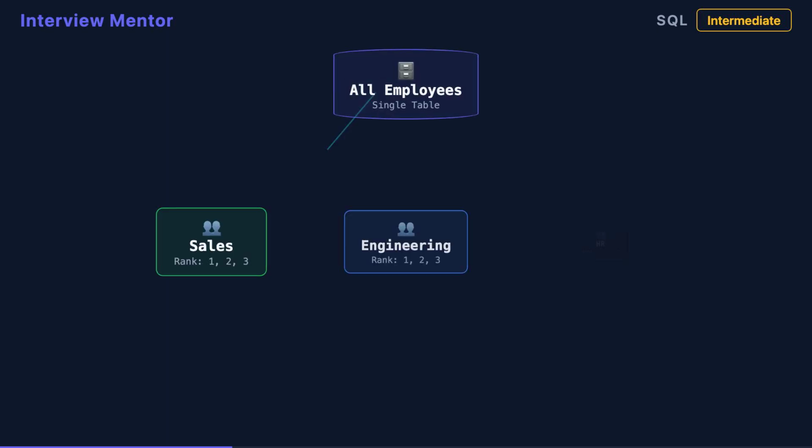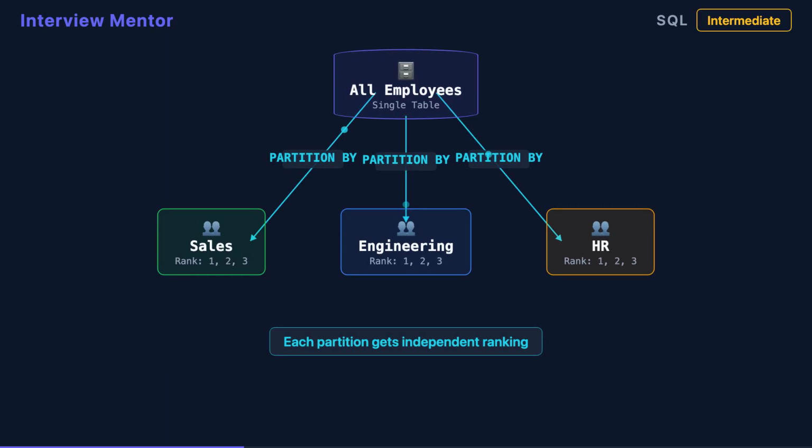The magic happens with PARTITION BY. This clause tells SQL to restart the ranking for each department instead of ranking the whole table. Think of it as creating invisible groups. Each department gets its own ranking sequence starting from 1. Without PARTITION BY, you'd rank everyone together and lose the within each department requirement entirely. This is the most common mistake in interviews.